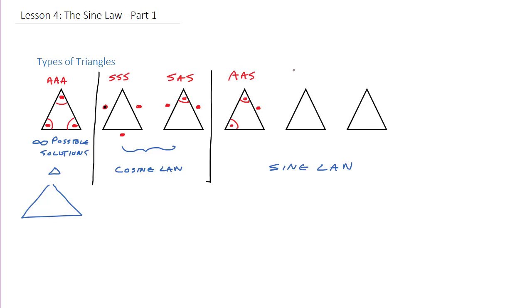All right, the next one where you can use sine law is if you have an angle, side, angle triangle. That means you're given an angle, you're given the side, and you're given the angle on the other side of it. So you have a side with two angles next to it. So that you can use sine law for.